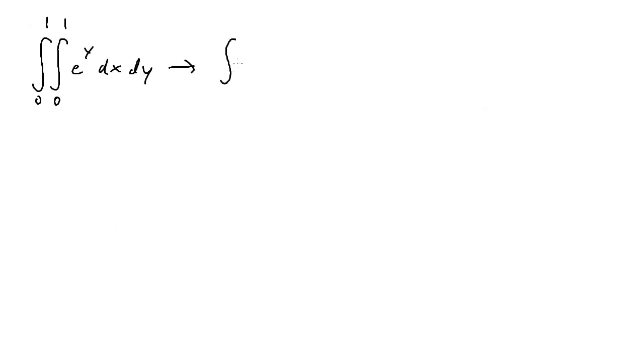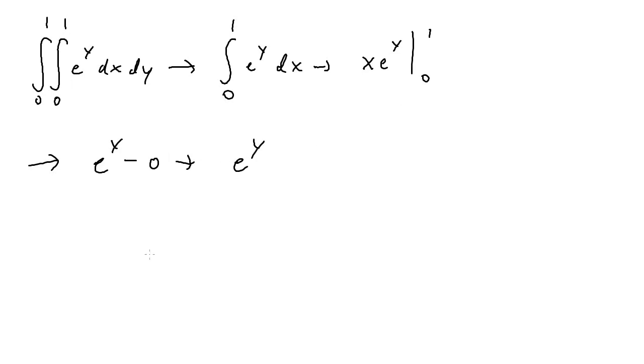So the integral from 0 to 1 of e to the y, now we're going to integrate with respect to x. So the integral is just going to be x times e to the y. We can evaluate from the x bounds of 0 to 1. So when I plug in 1 for x, we'll just get 1 times e to the y. And then minus, when I plug in 0, we'll just get 0. So we're left with e to the y.